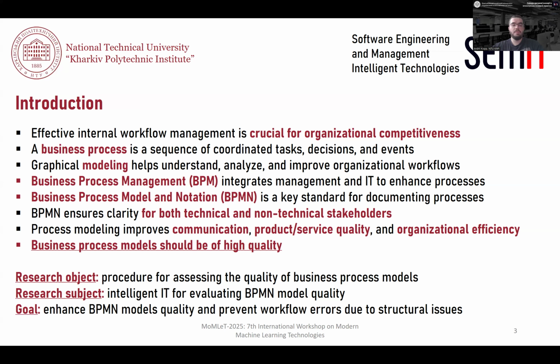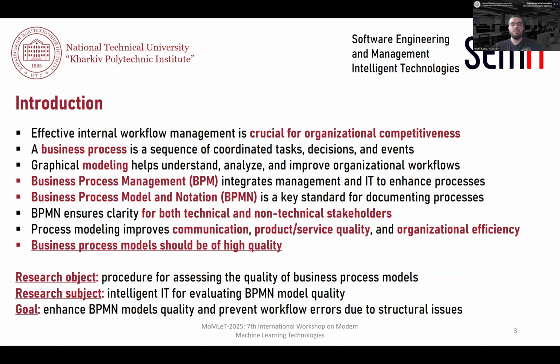BPMN, or Business Process Model and Notation, is a key standard for documenting business process. BPMN ensures clarity for both technical and non-technical stakeholders, while business process modeling in general improves communication, product or service quality, and organizational efficiency. It's the main idea that business process models should be of high quality.